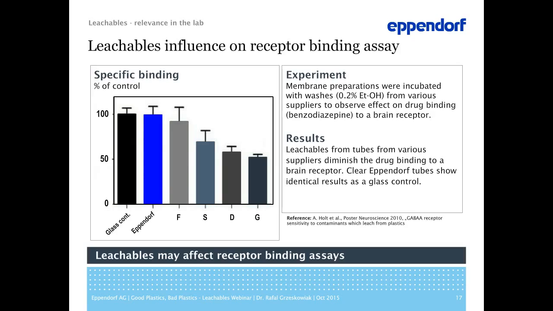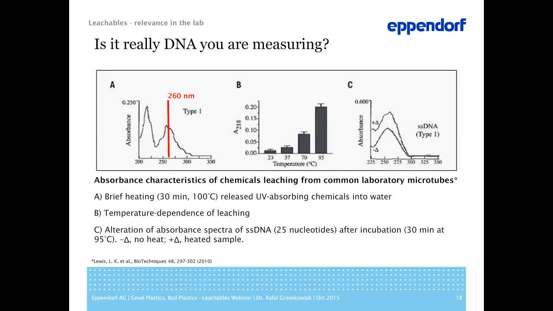And this is another specific example for you, which I would like to quote. And these were very, perhaps, specific assays, so receptor binding or enzymatic activities. But not only such assays can be affected, also very simple, also very routine assays, as in this case, spectrophotometric DNA quantification can be hampered by substances leaching from the lab tubes. And as the title says here, is it really DNA you're measuring?